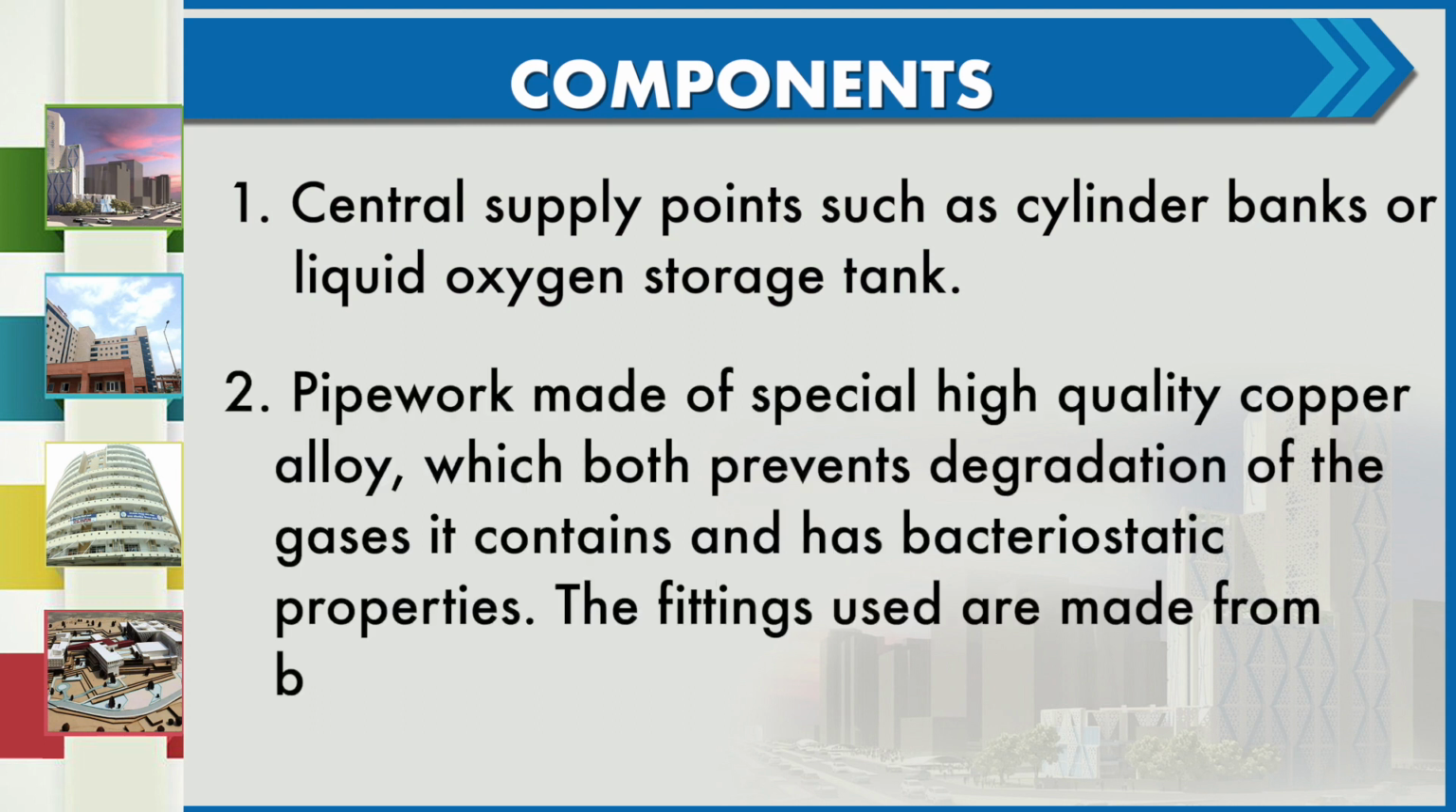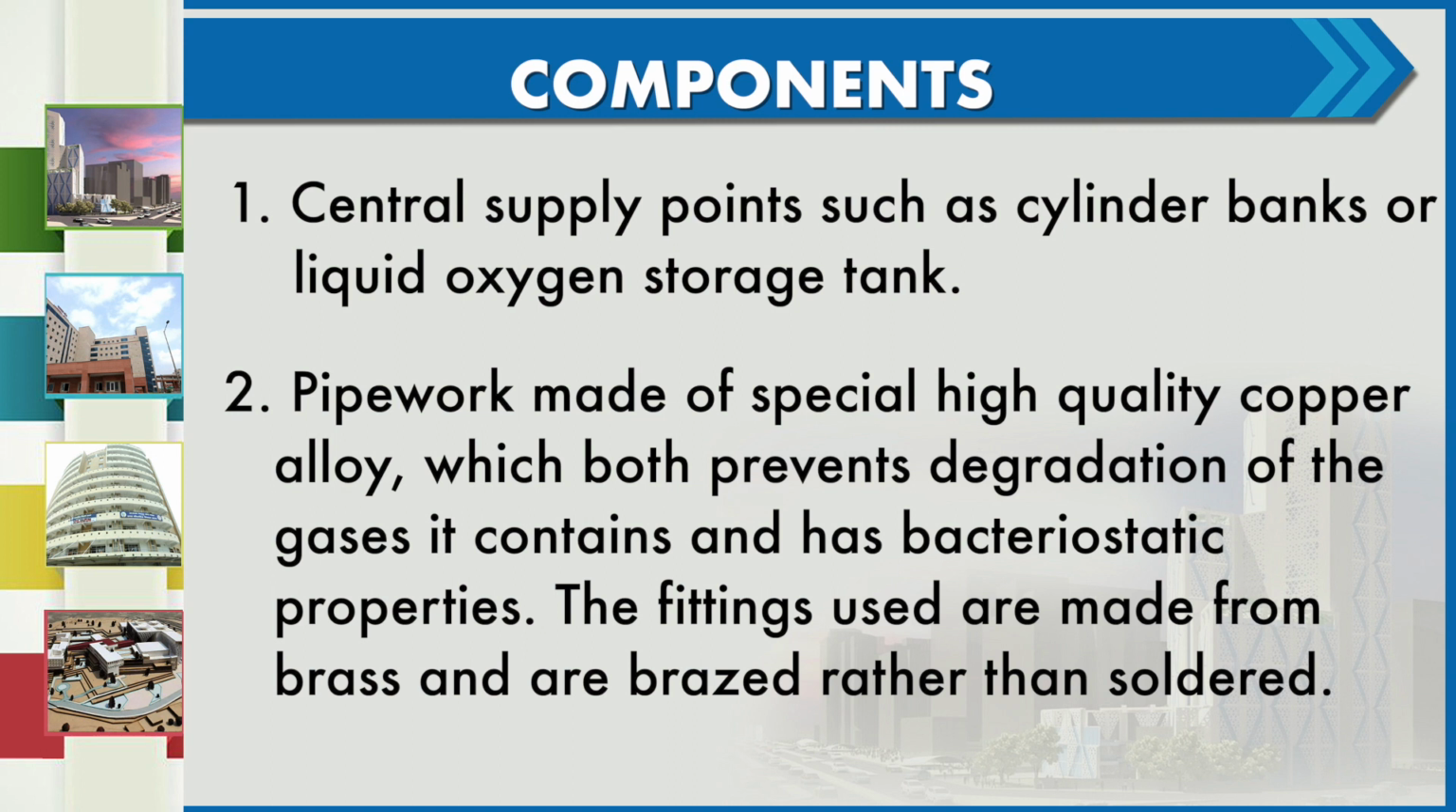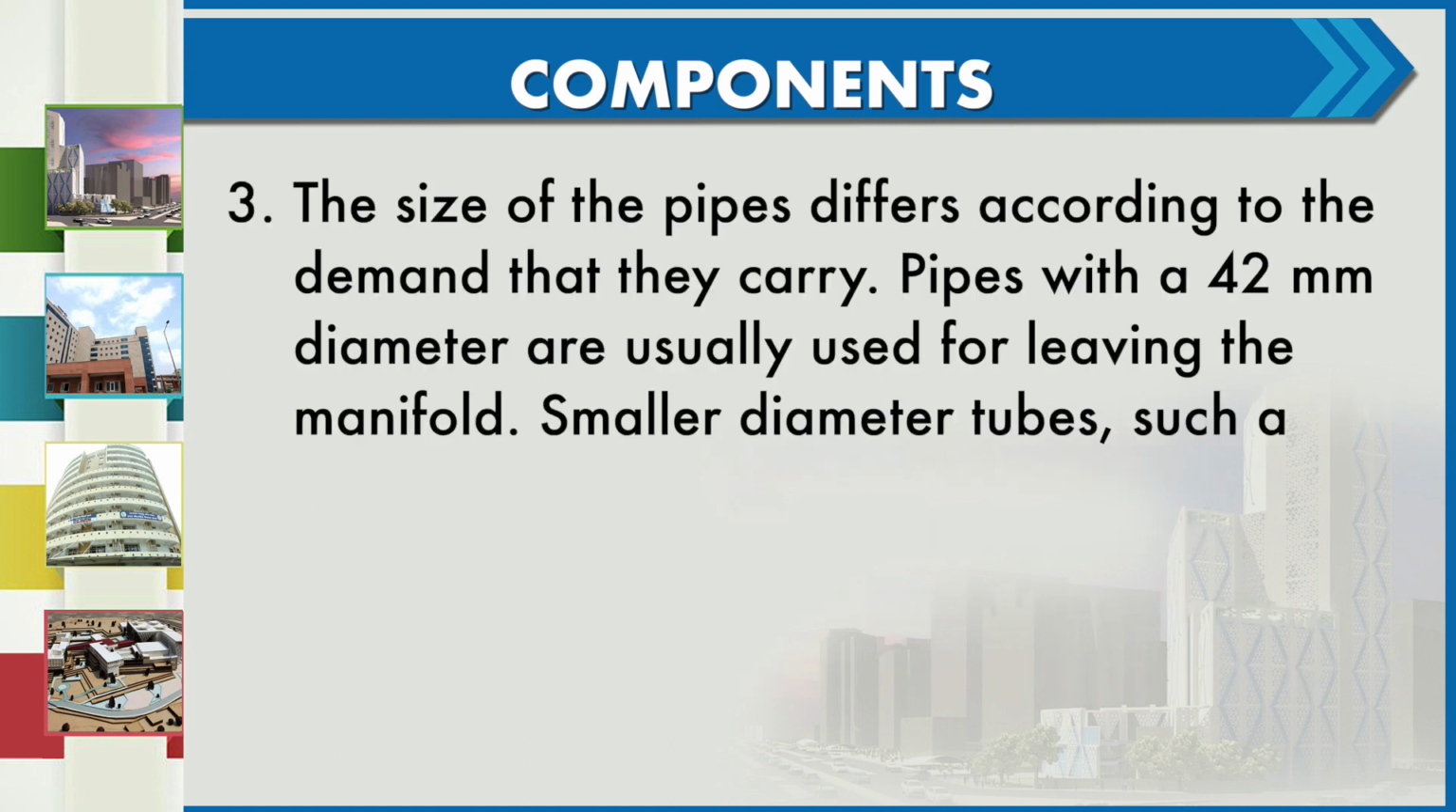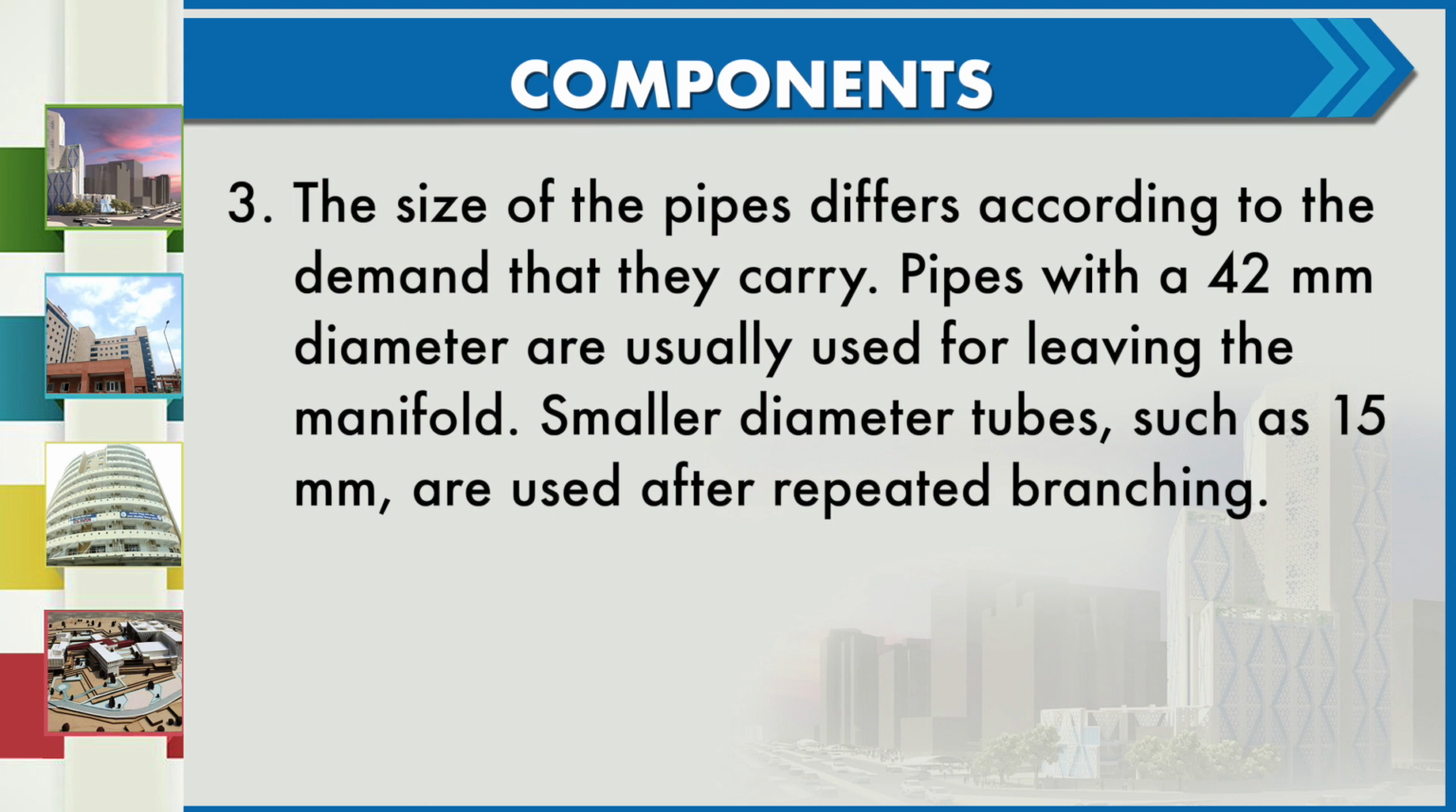Pipework made of special high quality copper alloy which both prevents the degradation of the gases it contains and has bacteriostatic properties, and the fittings used are made from brass and brazed rather than soldered. The size of the pipe differs according to the demand that they carry. Pipes with a 42 mm diameter are usually used for leaving the manifold.